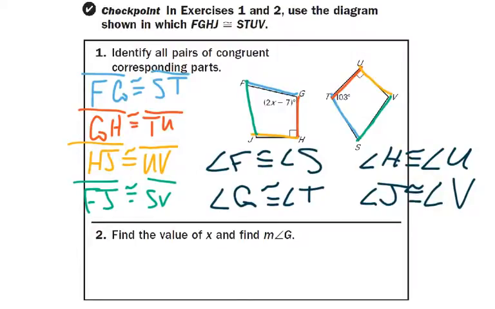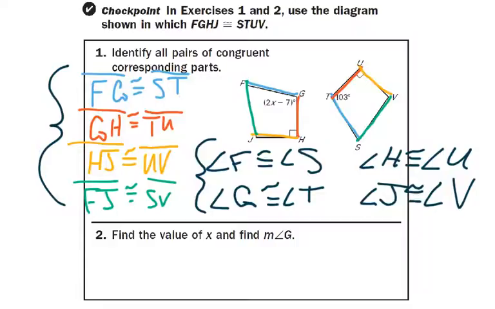Okay, so here are all of our pairs of congruent and corresponding parts. Here are the 4 sides right here and the 4 angles right here. Now, for the second part, find the value of x and the measure of angle G.